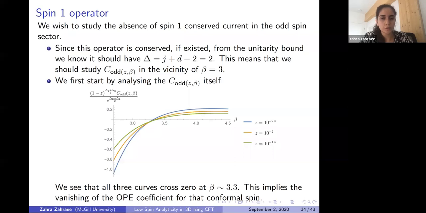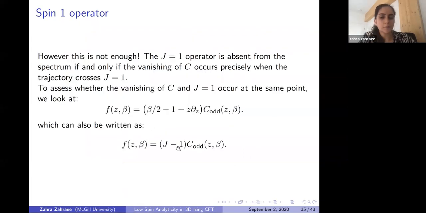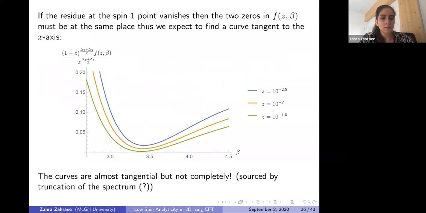Vanishing of the OPE coefficient shows that the operator simply doesn't exist in the theory. So in order to reach a conclusive result, we study a different object, which is J minus 1 times the generating function. We know that if the operator which is vanishing has spin 1, then this needs to be tangent to the x-axis. Otherwise we just cross. If the J equal 1 operator existed and had non-zero coefficient, it would just cross the x-axis. So the result that we get is as follows.